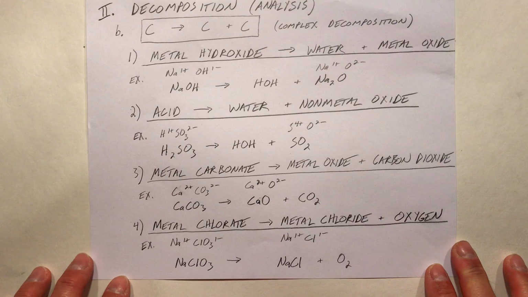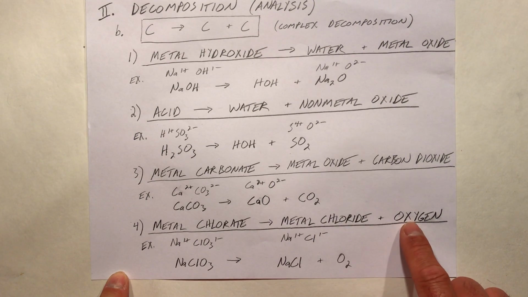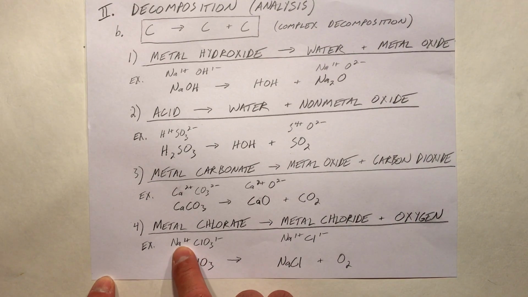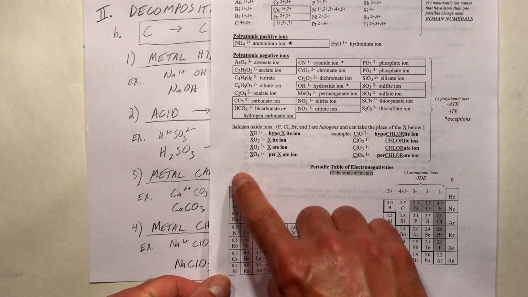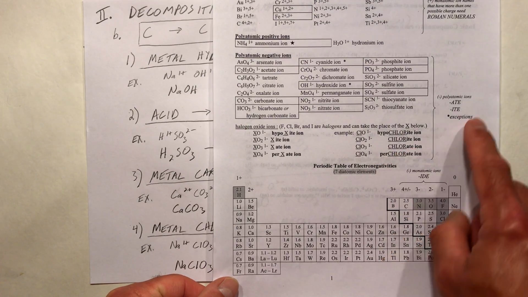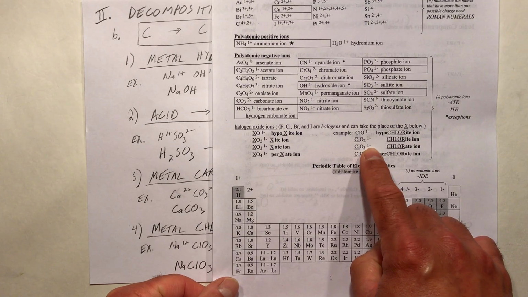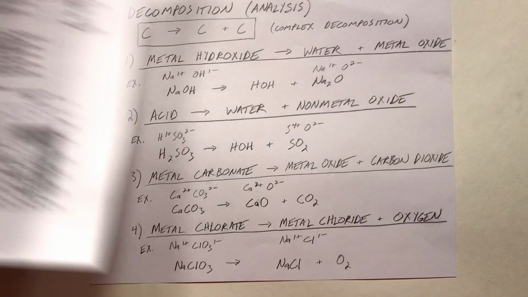Okay, our fourth type of decomposition is a metal chlorate forming a metal chloride and oxygen when it decomposes. So we're going to use sodium chlorate. We know sodium's in that 1 plus column. We've seen that already. And here's chlorate. Again, it's on your ion sheet. It's mixed in with the other 8s and 9s. ClO3 1 minus. This is one of the halogen oxides. You might want to take a look at that section again.